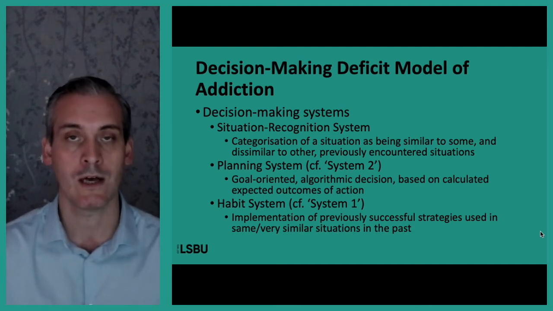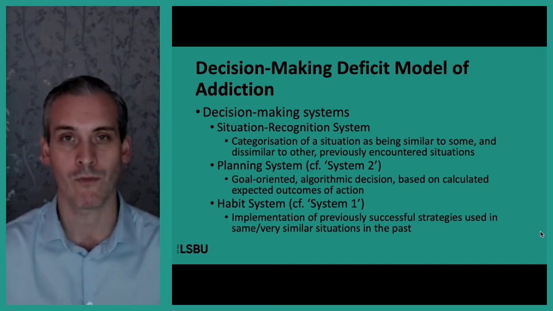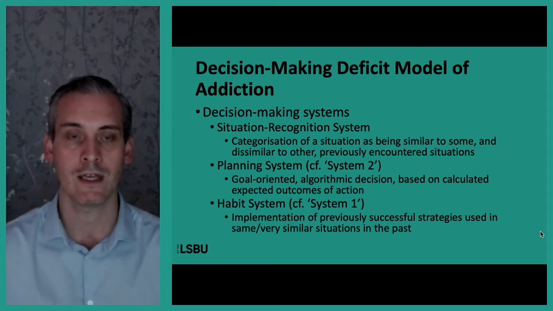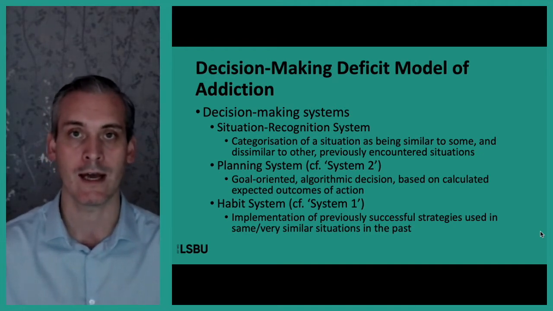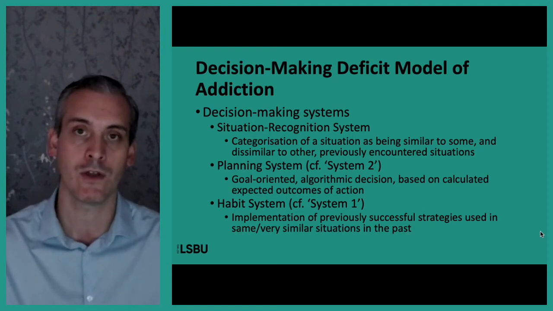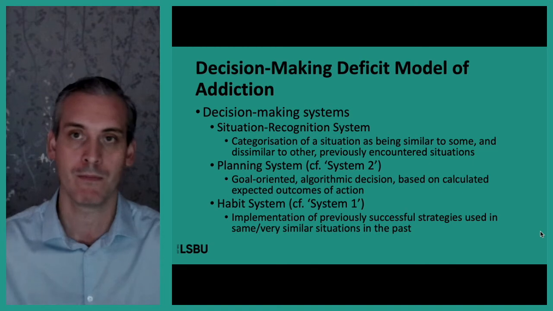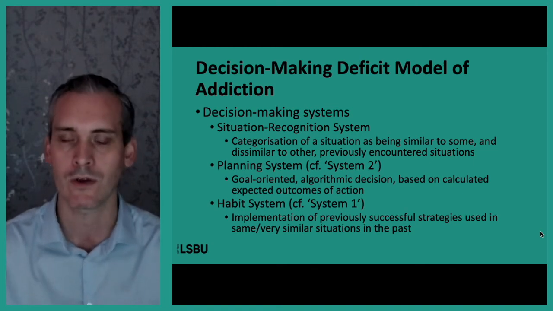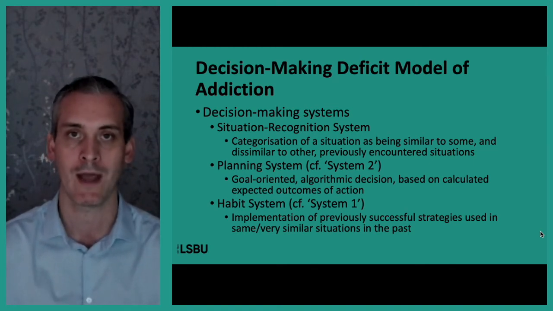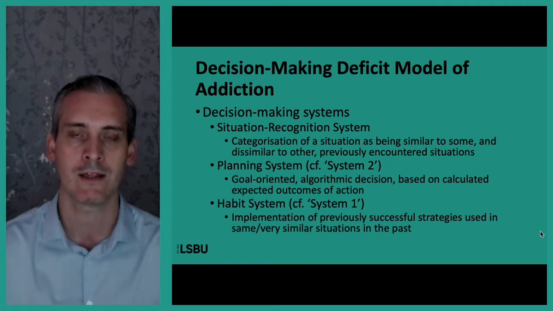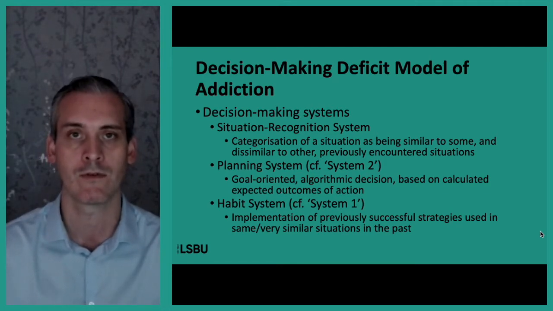Now what Redish et al. are making reference to here with the situation recognition system is this idea that there is literally a cognitive system that underpins determining, in any given situation, whether or not the situation you're in right now is actually similar to a situation that you've been in the past. Because of course situations as we move from one point in time to the next are never identical. We never find ourselves in a situation where absolutely everything is exactly the same as it was the last time that we chose a particular action over another.